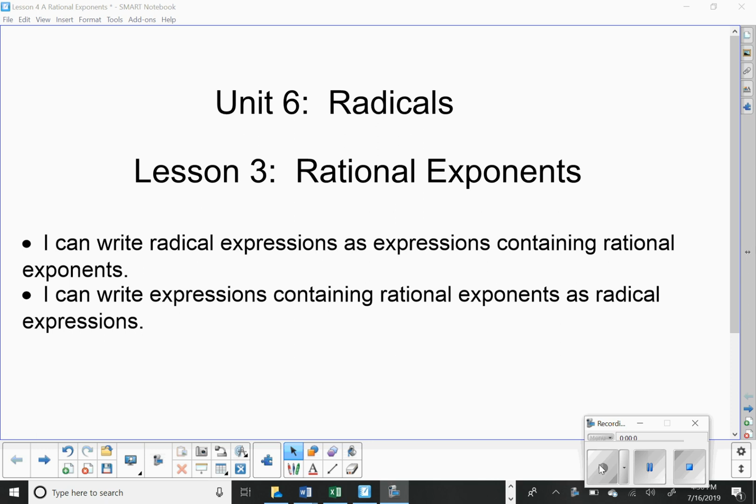Lesson 3, Rational Exponents. At the end of this, you'll be able to write radical expressions as expressions containing rational exponents and vice versa, expressions containing rational exponents as radical expressions.